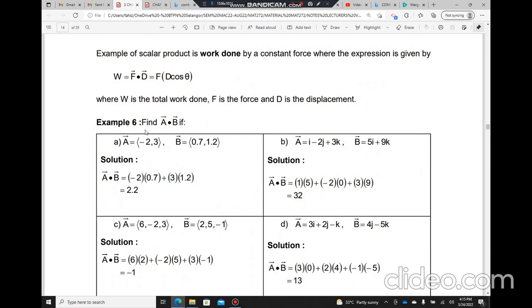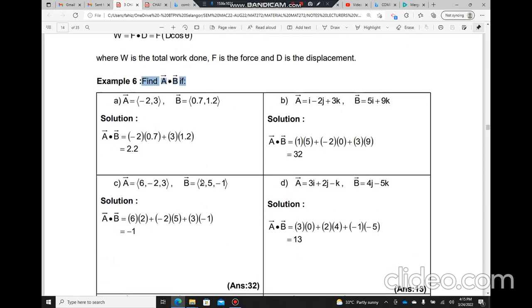Okay, kita tengok example 6. Find A dot B. Saya ambil beberapa contoh dekat sini. Untuk soalan ni example 6, contohnya A dia bagi negative 2, 3 and then B 0.7, 1.2.